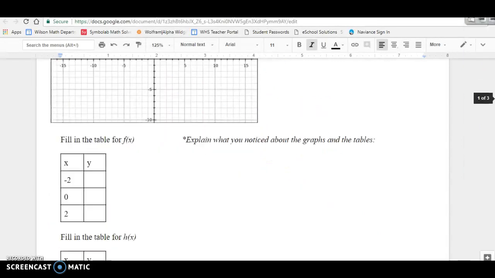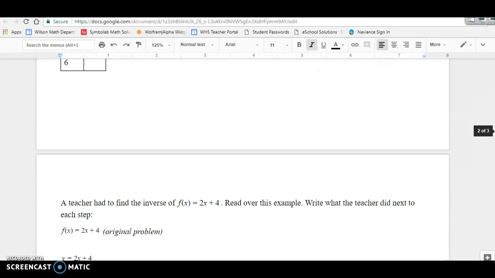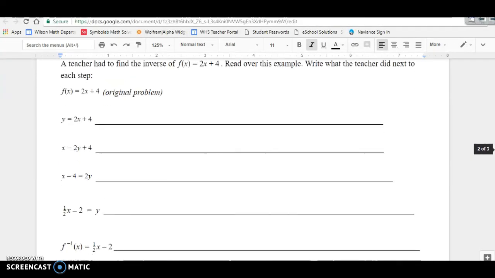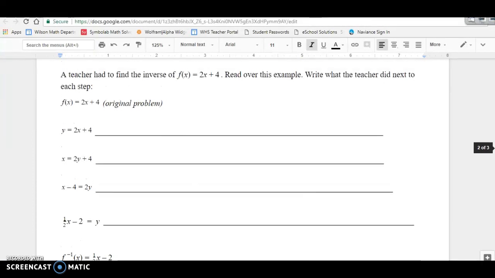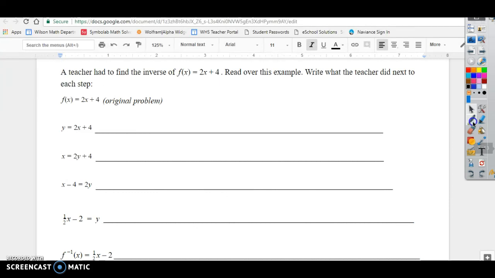All right, moving right along. There's your charts that I just did. Okay, they did -2, 0, 2, and the other one, they could do that. So, let's come down here. All right, it says a teacher had to find the inverse of f of x equals 2x plus 4. We'll read over this example, write what the teacher did to get each step. So, this is the original problem.